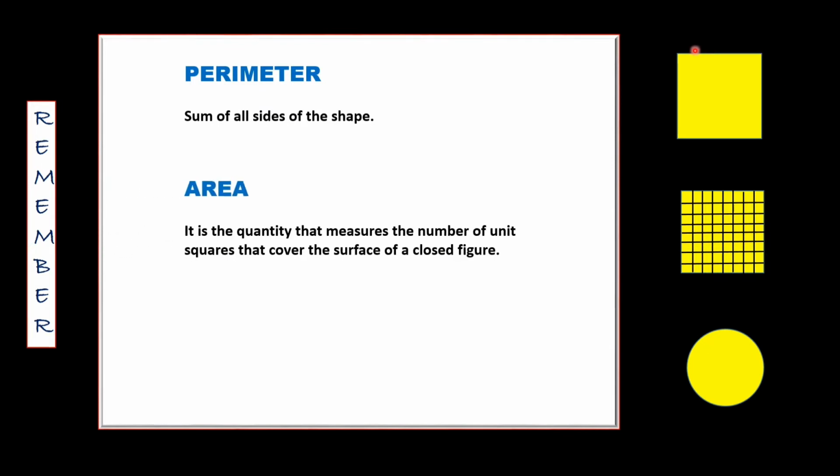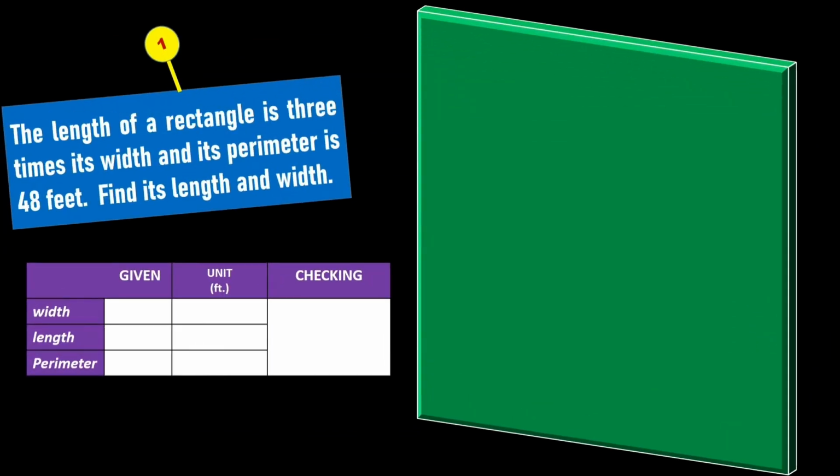Then when we say area, it is the quantity that measures the number of unit squares that cover the surface of a closed figure. So pag area, inside the shape, dami ng unit squares na nagko-cover sa closed figure na ito. And then when we say circumference, instead of perimeter, ang tawag sa distance around a circle is circumference.